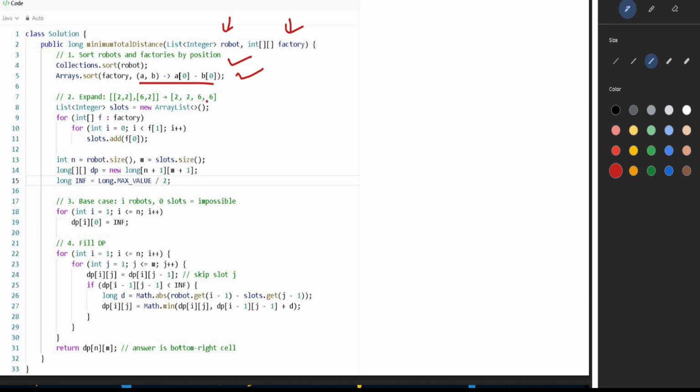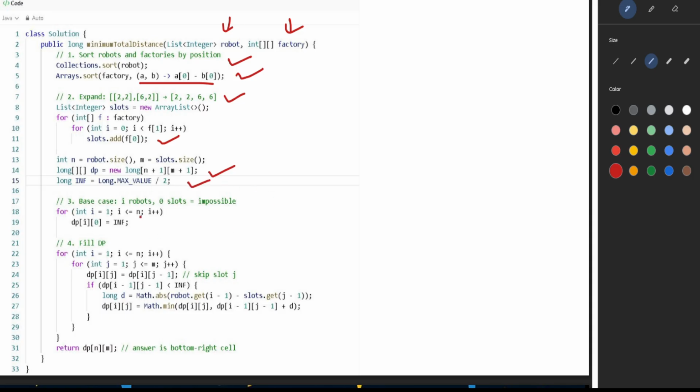How will we expand? 2 to 6 6 we will do like this, and we'll convert it into the slots. So how will you do that? From the factory you will get the value and keep assigning it into the slots. Now we find the number of robots, and we will know the slot size. So this is your dp array that we have seen, and we will take the infinity value.